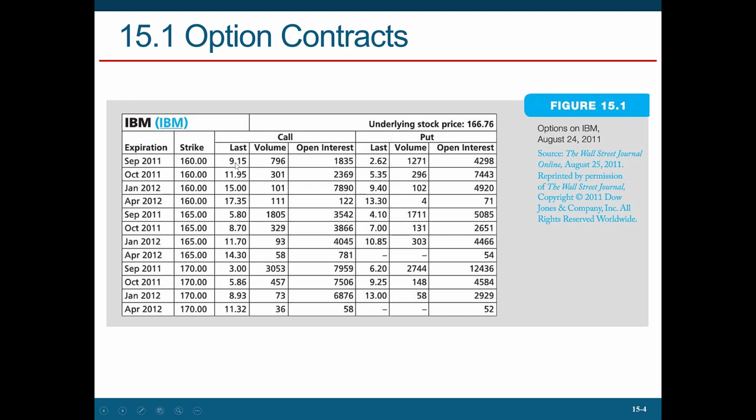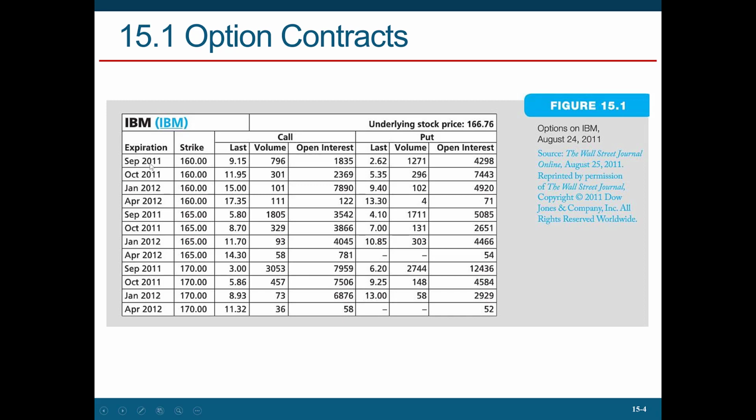Okay, so one option gives you the right to buy one share. Since you buy in round lots of 100, one contract or 100 options give you the right to buy 100 shares of IBM. This is the trading volume, again in terms of contracts. How many contracts were bought or sold on that particular day? This is the open interest, and this basically means how many total options are being held by investors at that particular time.